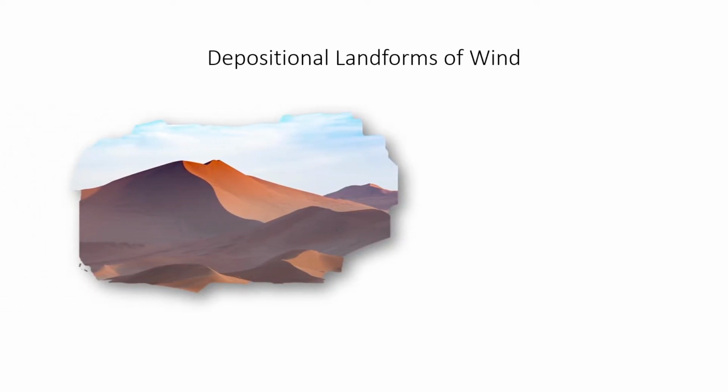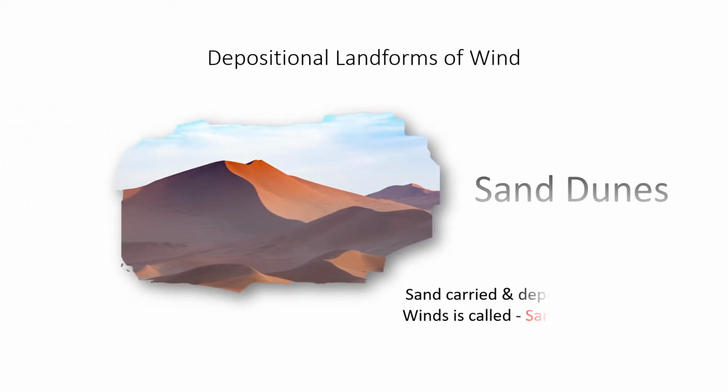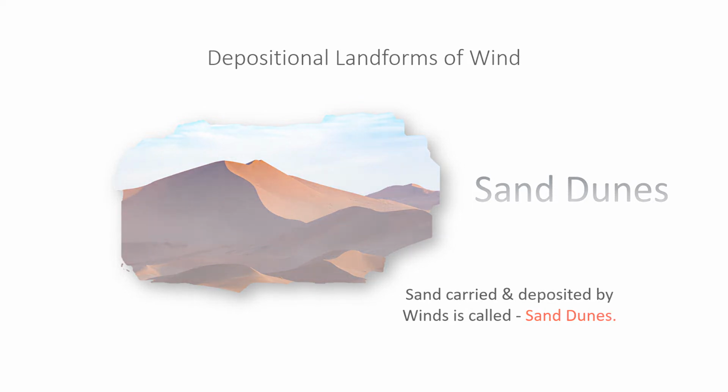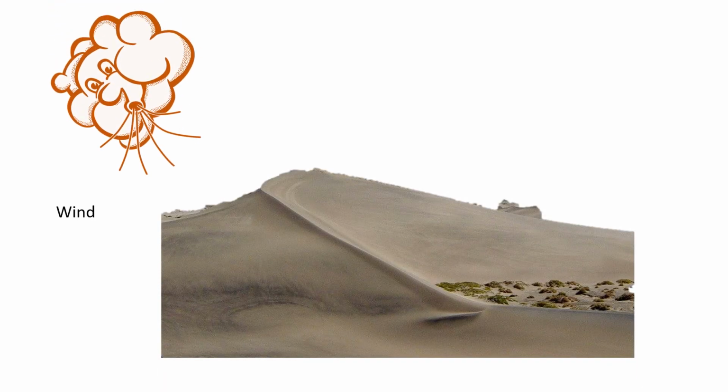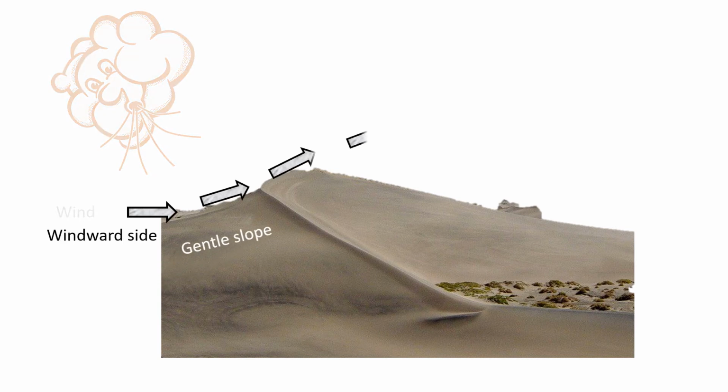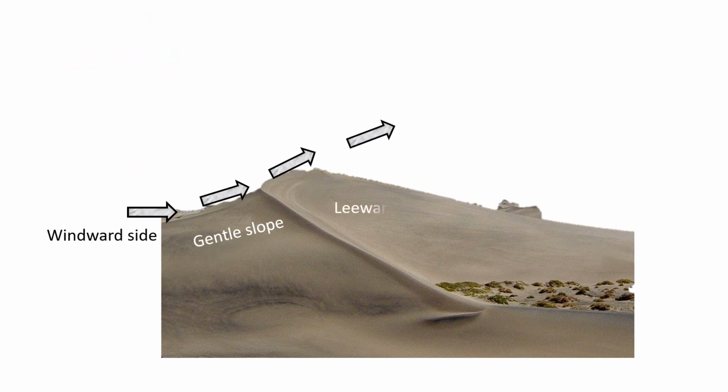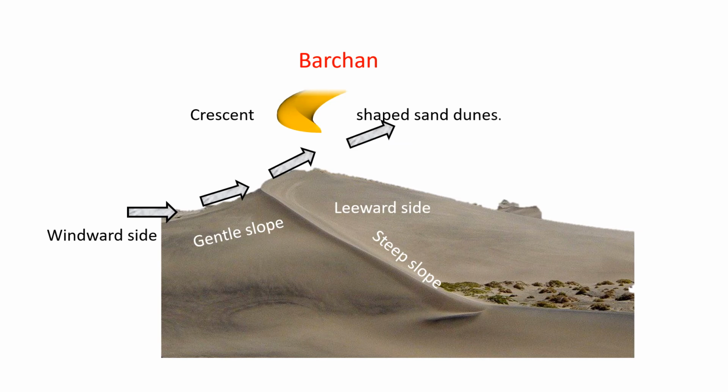Depositional landforms of wind. Winds carry loads of sand and deposit them. These hills of sand are called sand dunes. Based on appearance, sand dunes are called by several names. Sand dunes which have a gentle slope on one side and a steep slope on the other are called barchans. They are in the shape of a crescent.